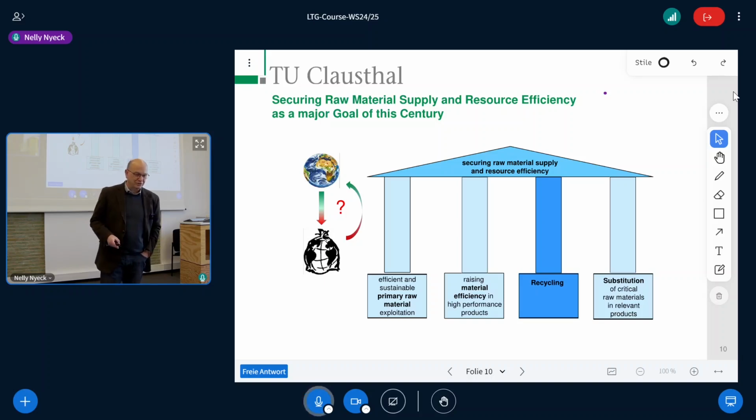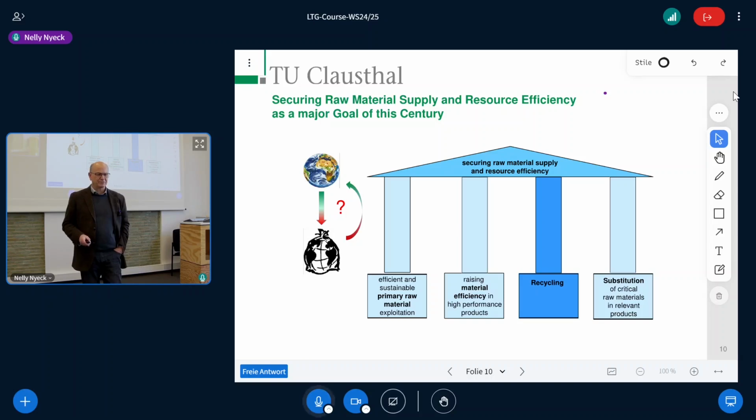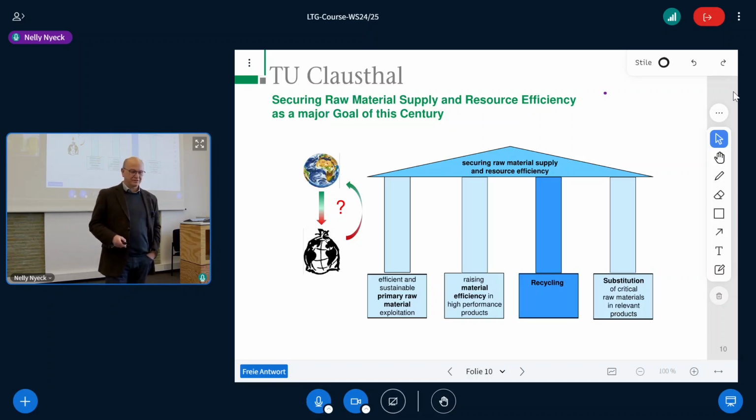And that means it's a combination of four major pillars. It's, of course, efficient and sustainable primary raw material exploitation. It's the raising of material efficiency in high-performance products. It's recycling, and that's what I talk a bit more in detail, and it's substitution of critical raw materials in relevant products.